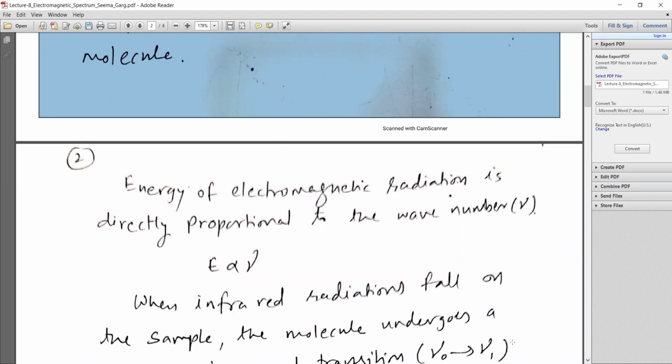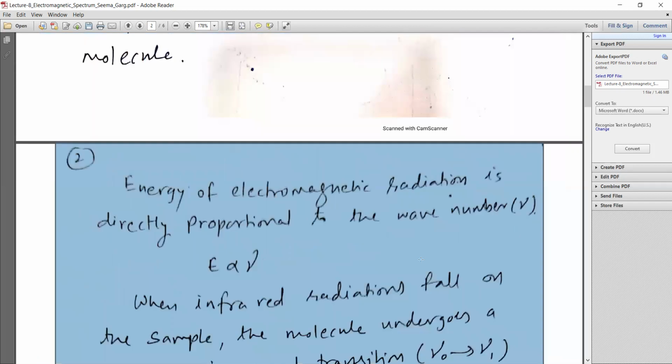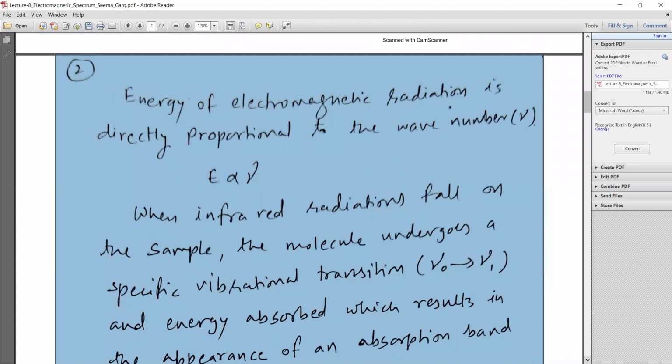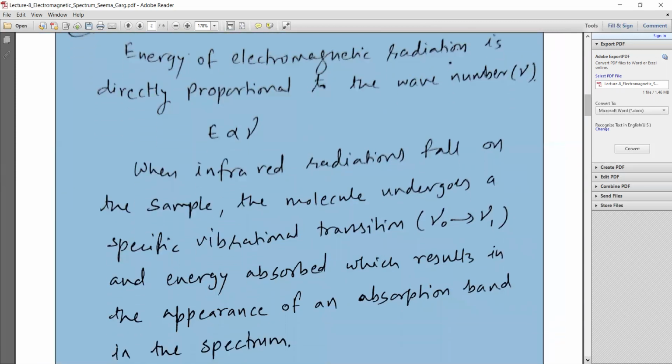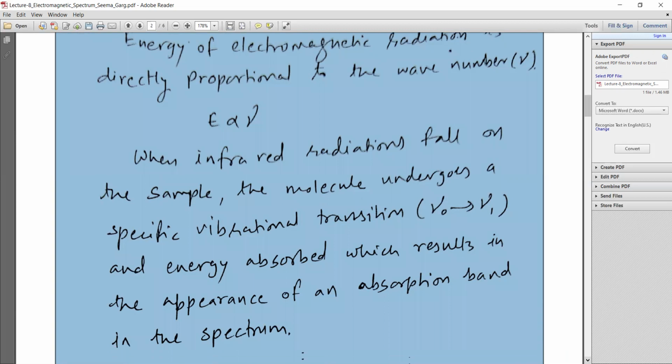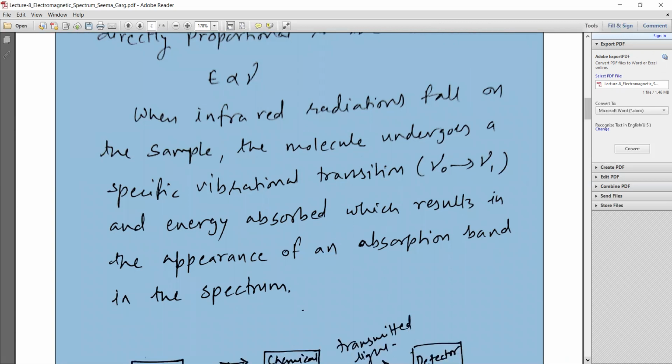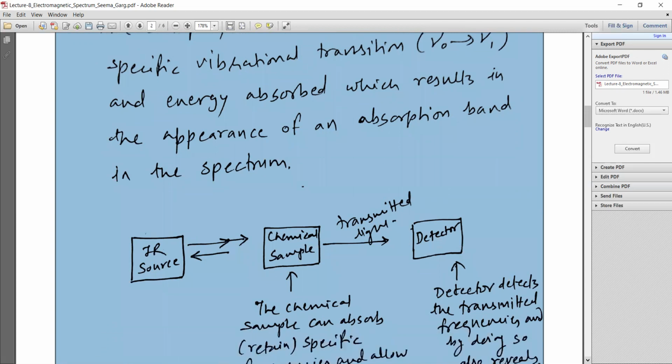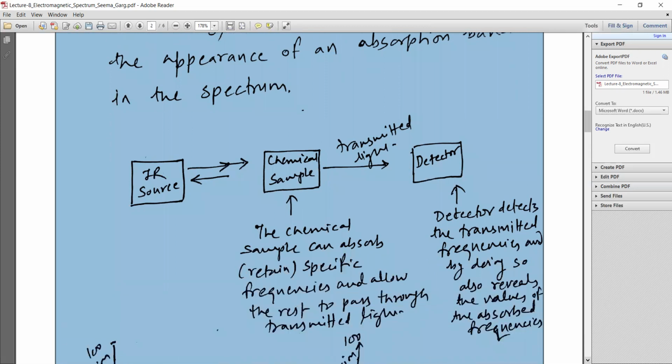Energy of electromagnetic radiation is directly proportional to the wave number. E is directly proportional to wave number. When infrared radiations fall on the sample, the molecule undergoes a specific vibrational transition, mu0 to mu1, and energy is absorbed, which results in the appearance of an absorption band in the spectrum.